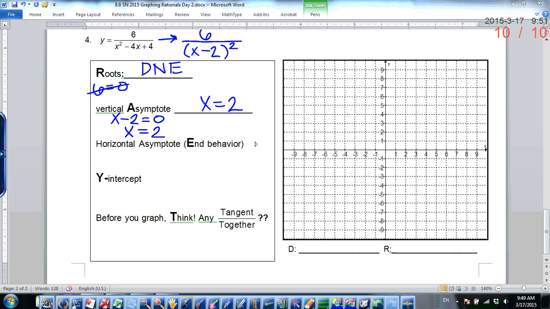Horizontal asymptote. What am I paying attention to there? The degree. What's the degree on top? 0. Good. What's the degree on bottom? 2. So what does that mean? Good. Low over high. 0 equals y.